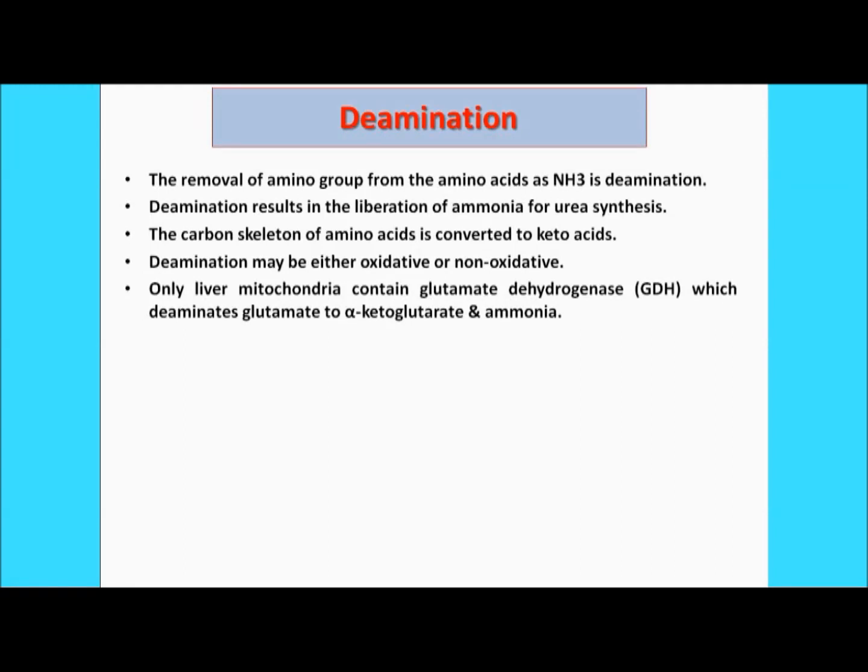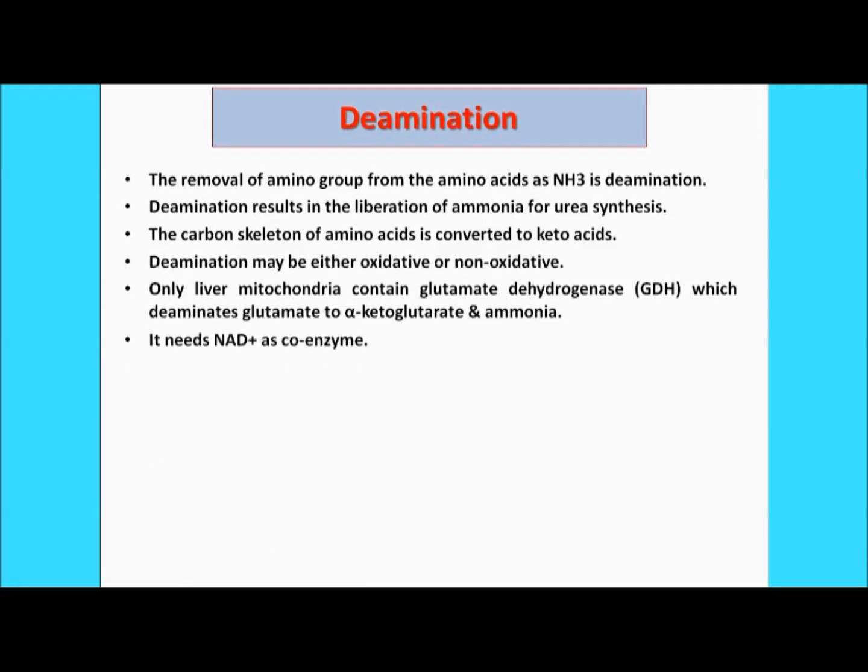What you should keep in mind in this process of deamination is that only the liver mitochondria contain the enzyme known as GDH. GDH is nothing but glutamate dehydrogenase. So only liver mitochondria have the glutamate dehydrogenase, which deaminates the glutamate to alpha ketoglutarate and ammonia. So GDH is an important enzyme for the process of deamination.